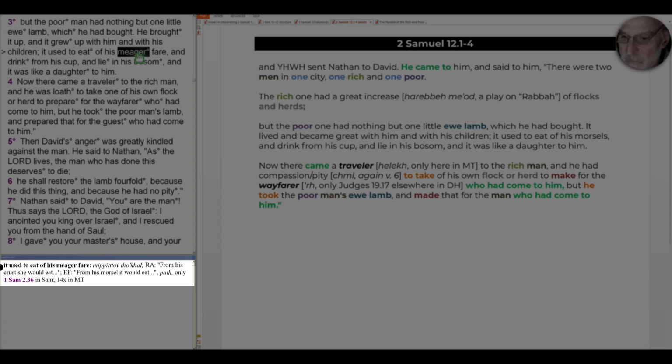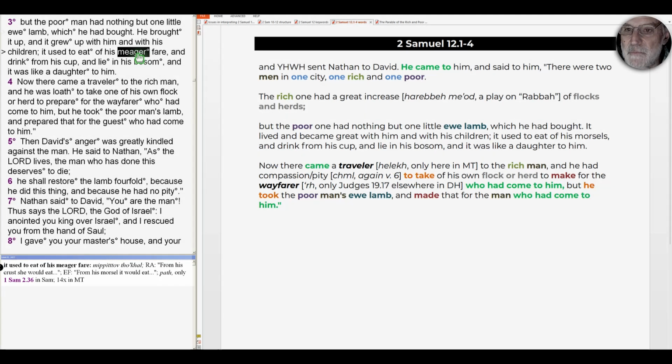Another one from his morsel he would eat, and so I translated here as morsels, which is how it plays out in 1 Samuel 2:36, the only other use in Samuel. And it drank from his cup.